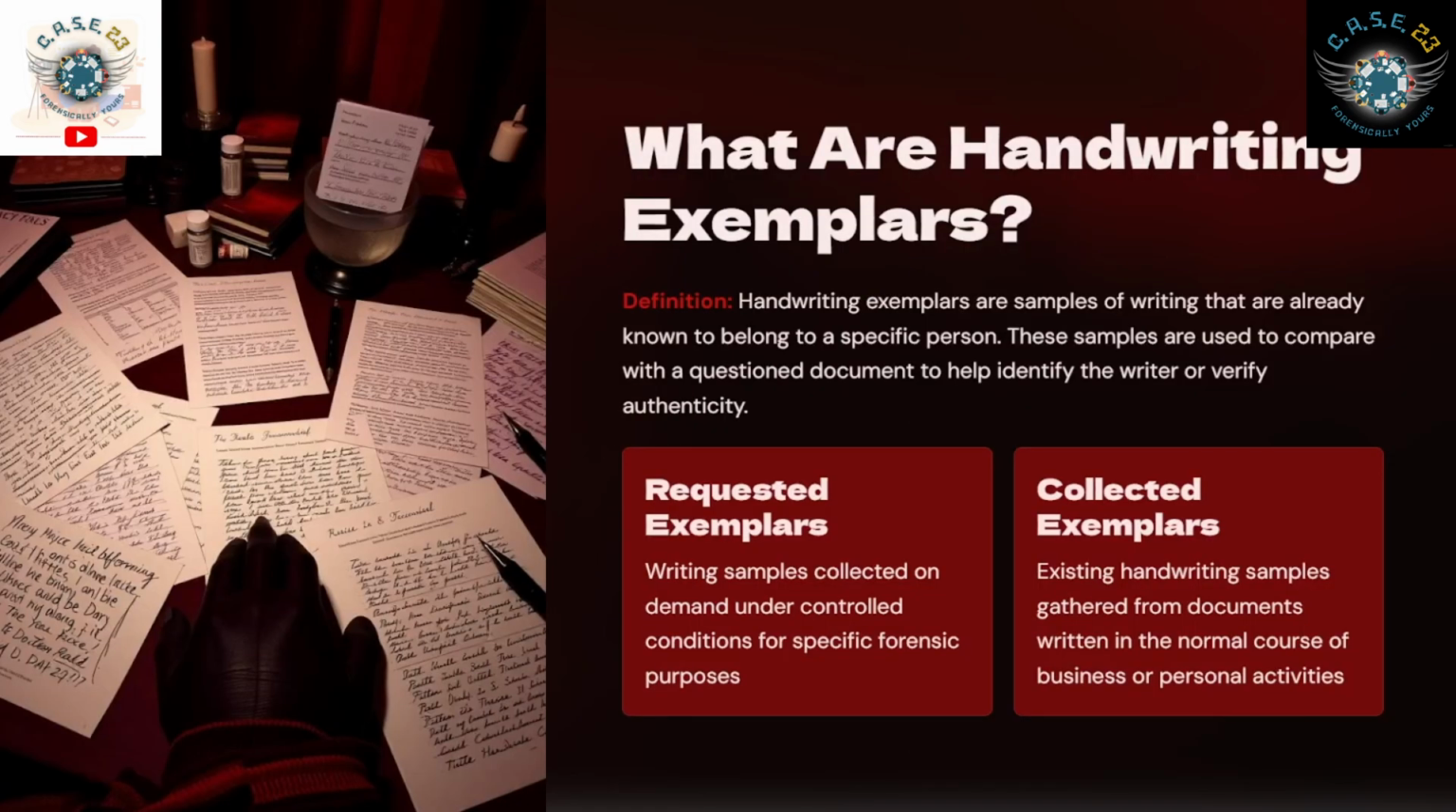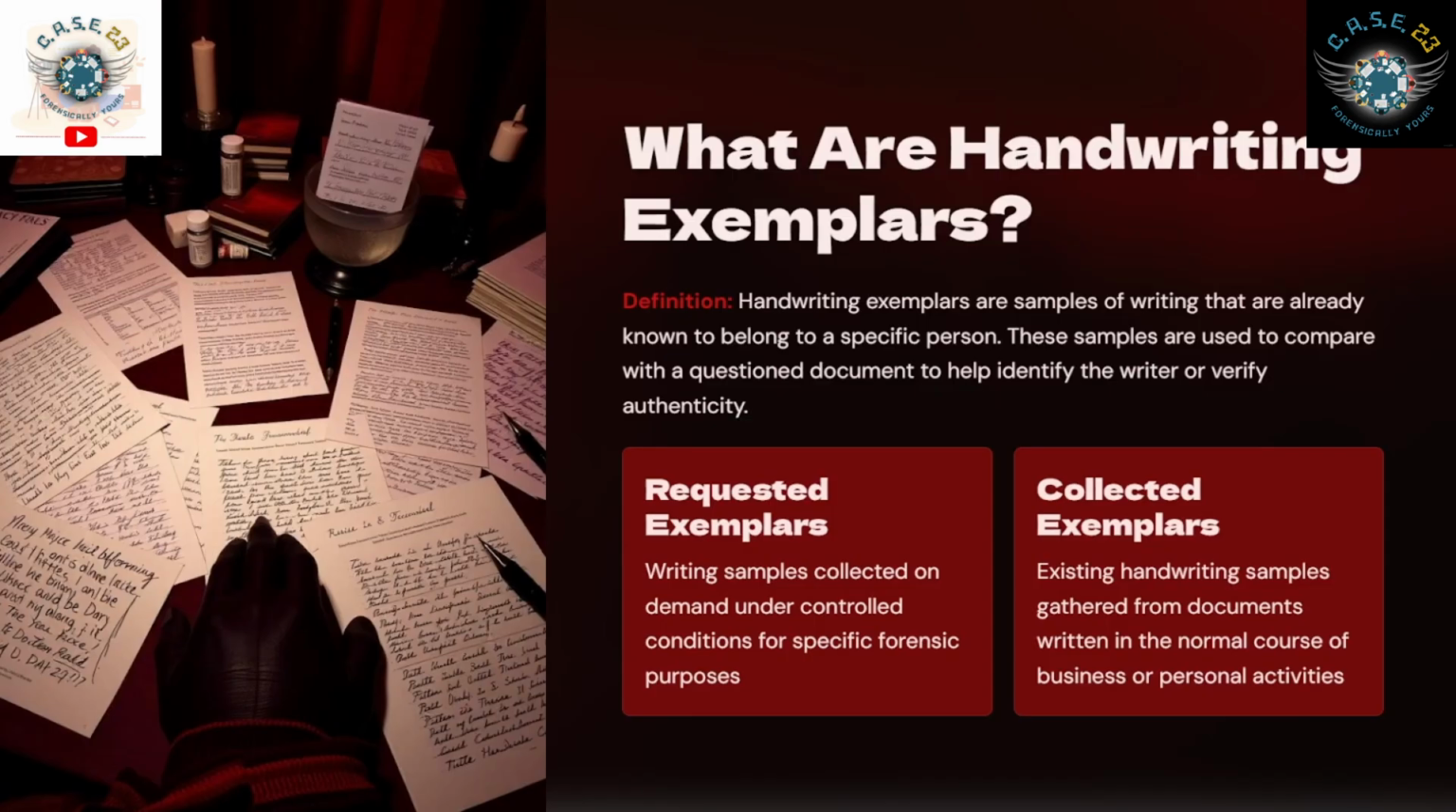Okay, then moving on to the next topic, which is the main part of this video, that is handwriting exemplars. You might be wondering what exactly handwriting exemplars are. So let me give you a small and easy example. Let's say you found one document at a crime scene, and an eyewitness or a relative says that this handwriting belongs to a person X. I'm naming that person X.